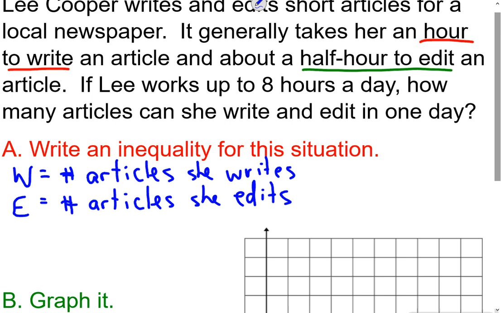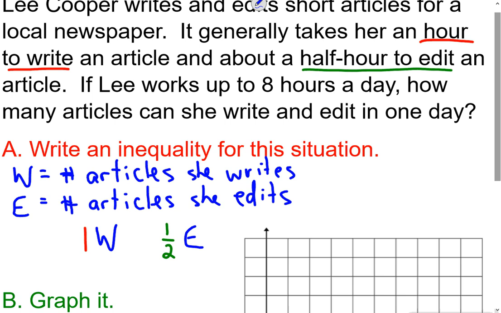So I'm going to put that 1 in there, even though we don't really need it. So 1 hour times the number of articles she writes. That'll give me the total number of hours in her writing time. And then we also have a half hour to edit. So if I take a half hour and multiply it by the number of articles she edits, that'll give me the total number of hours editing.